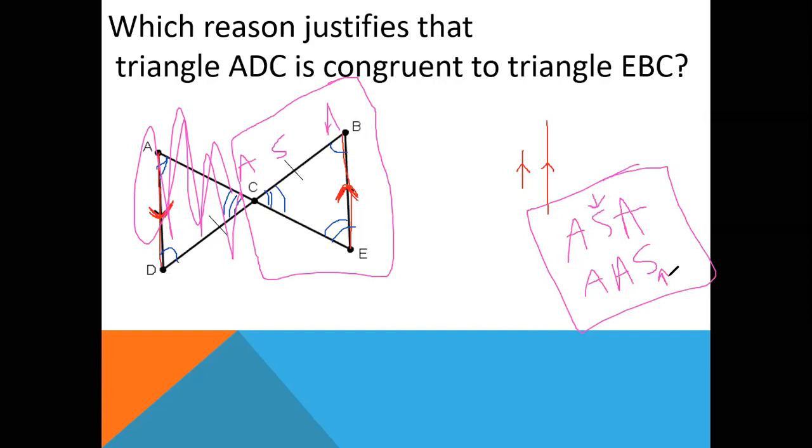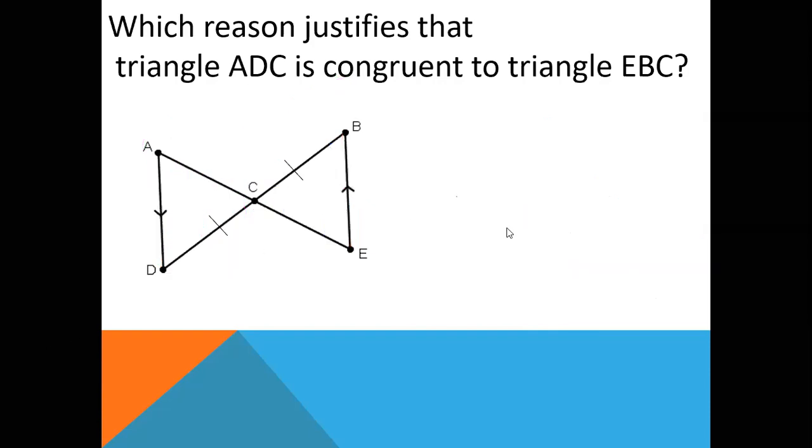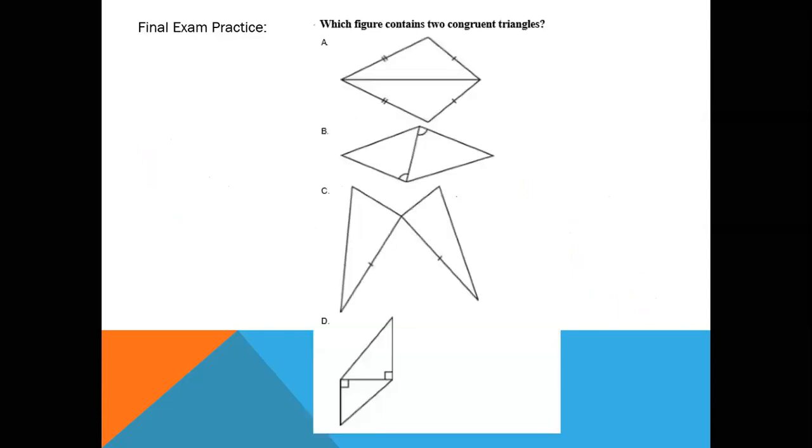All right, does anybody have a question? All right. Which figure contains two congruent triangles? Let's look at answer choice A. Are those two triangles congruent? Yes. Yes, by what theorem? Side, side, side. Good. So A works.